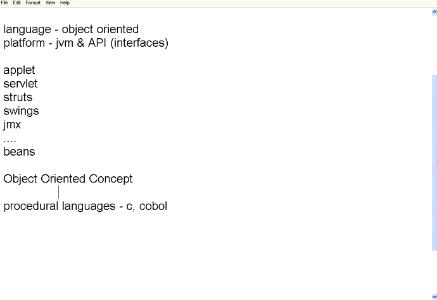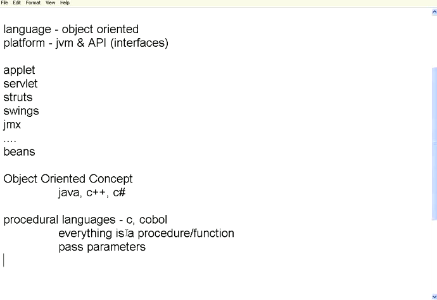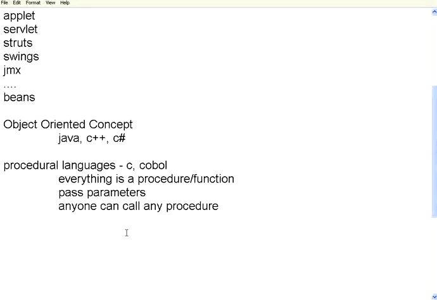That is why Java, C++ or C# are all called object-oriented languages. In C or COBOL, everything is a procedure or a function. All you need to do is pass parameters. Keep passing parameters, they will do the job and the result will come out. That's the only thing. Anybody can call any procedure. Very simple. Anyone can call any procedure. There are no restrictions, so it is very difficult to debug.